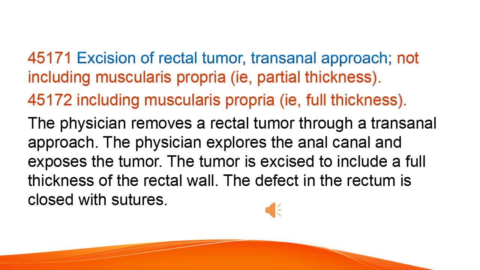Excision of rectal tumor, transanal approach, not including muscularis propria, i.e., partial thickness. Including muscularis propria, i.e., full thickness. The physician removes a rectal tumor through a transanal approach. The physician explores the anal canal and exposes the tumor. The tumor is excised to include a full thickness of the rectal wall. The defect in the rectum is closed with sutures.